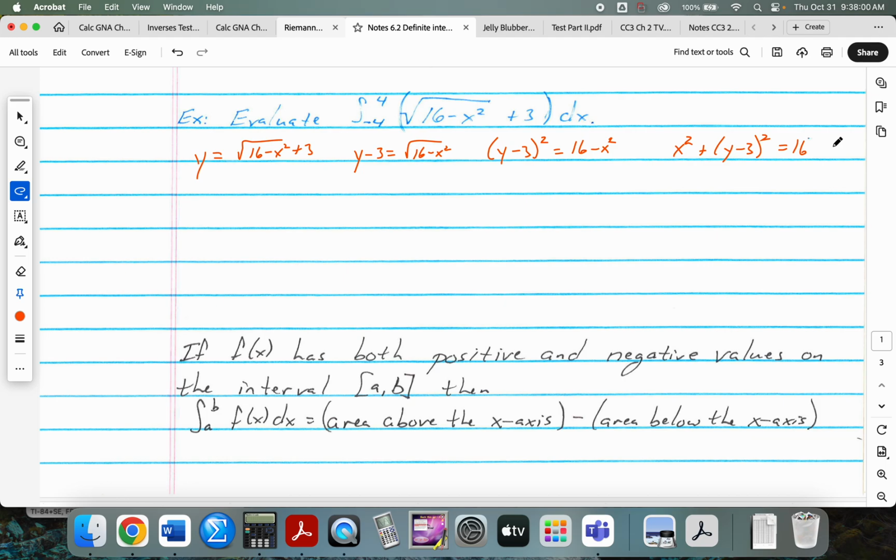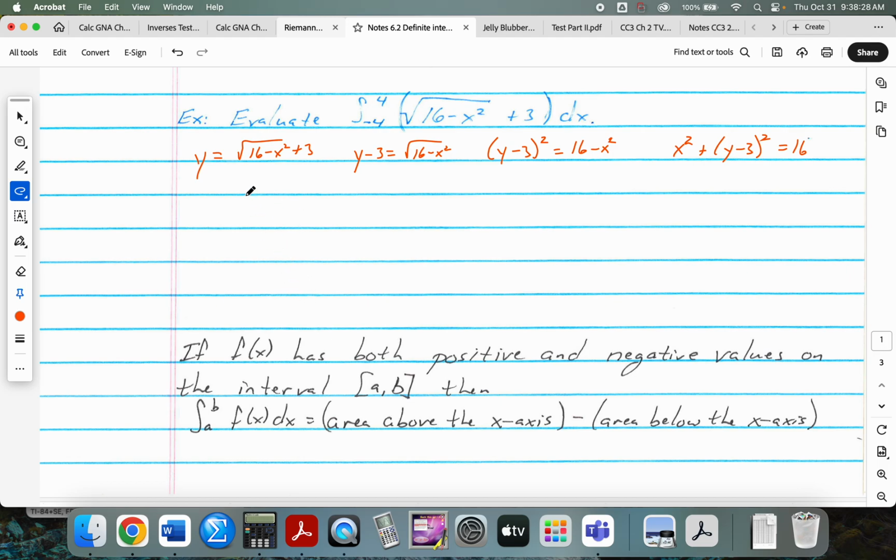The other thing is that while this is a circle, this isn't quite. It's only the top half of the circle. And the reason it's only the top half of the circle is this square root is only the positive root. If you want the top and the bottom, you would have to put a plus or minus here to get the top of the circle and the bottom of the circle.